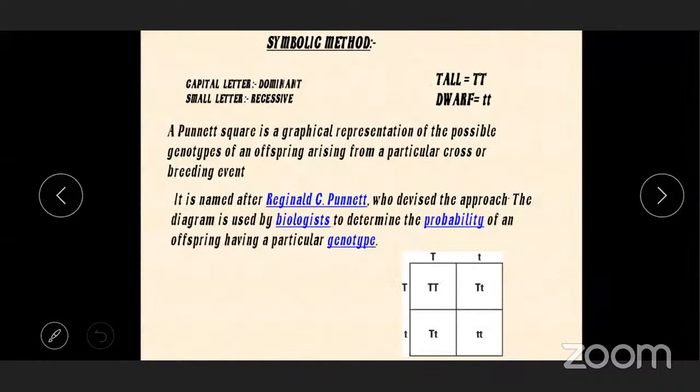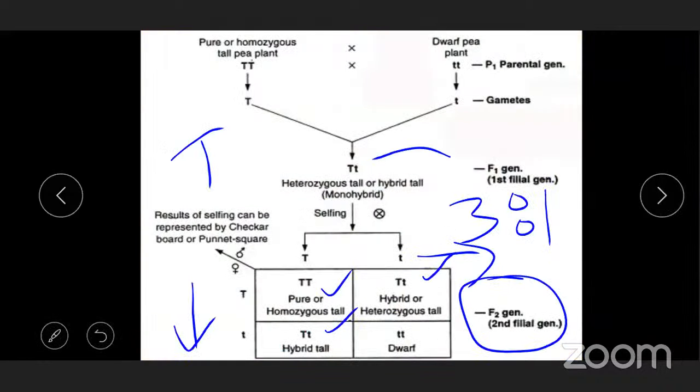Yes, this is tall, this is tall, this is tall, this is tall. Both these three are tall, but the genotype is different. We don't want that genotype now. We want only the phenotype now. So capital T, capital T, pure tall; capital T, small t, hybrid tall; capital T, small t, hybrid tall. So these three are tall.